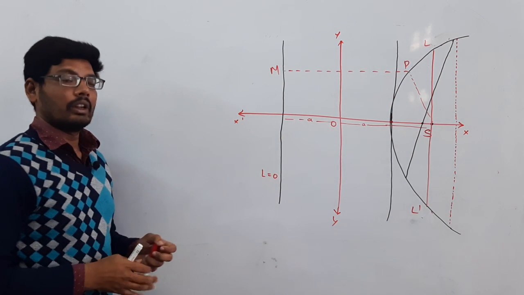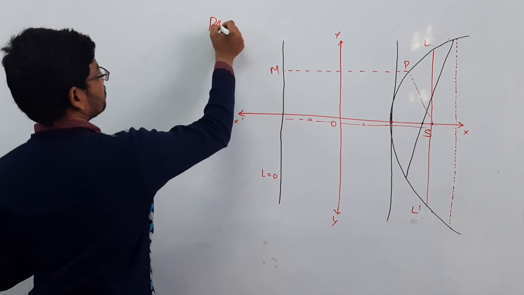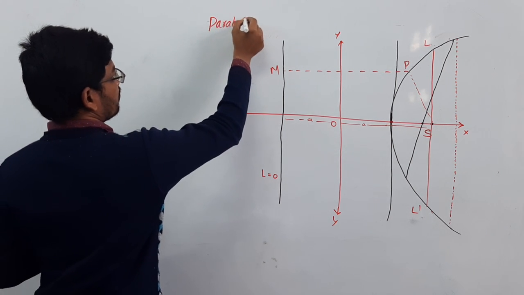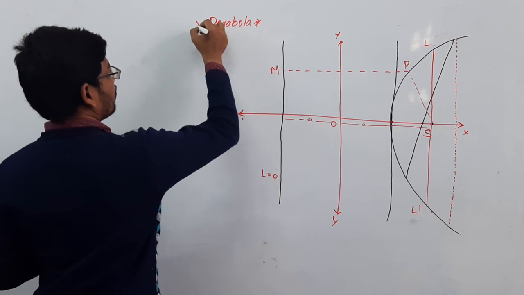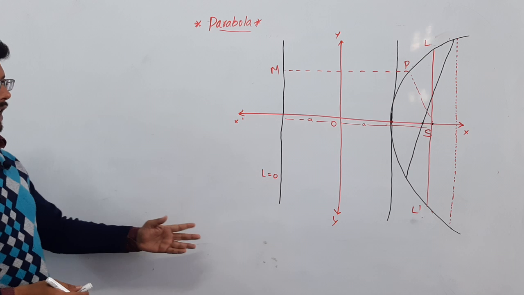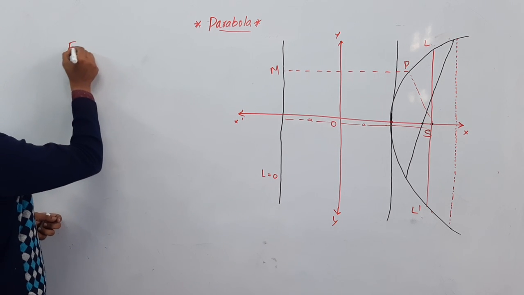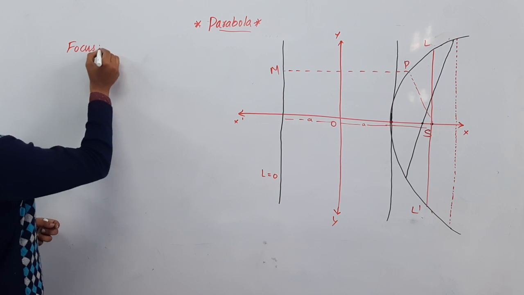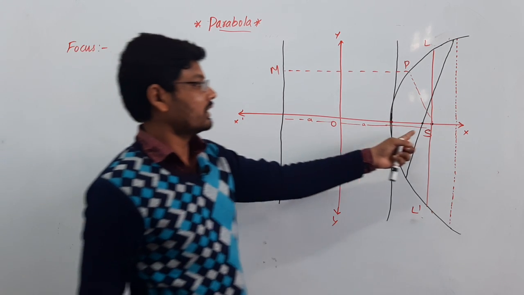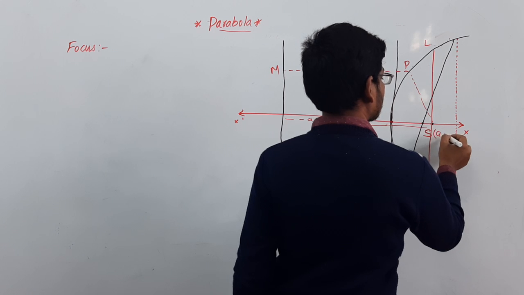This is a parabola. So I am explaining each and every point here. Observe clearly. I will draw some more points here. First one, focus. Focus is here. This is the focus I am taking, that is a comma 0.